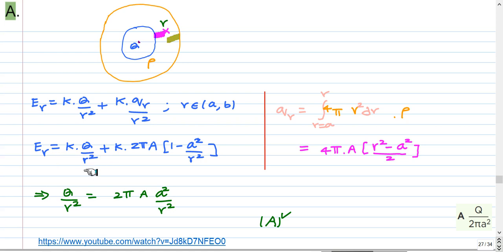So that means that Q by R square should be equal to 2 pi A into A square by R square. From this we get the value of A as Q by 2 pi A square. So the correct option is option E.